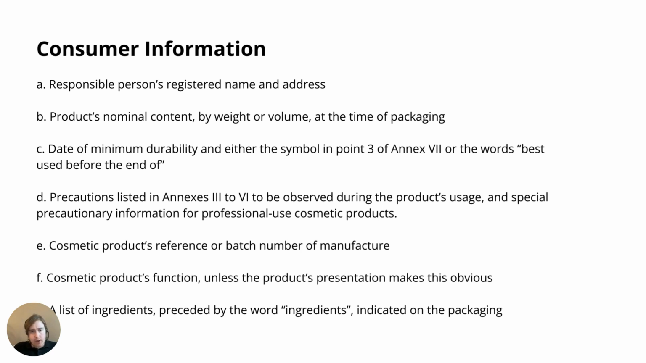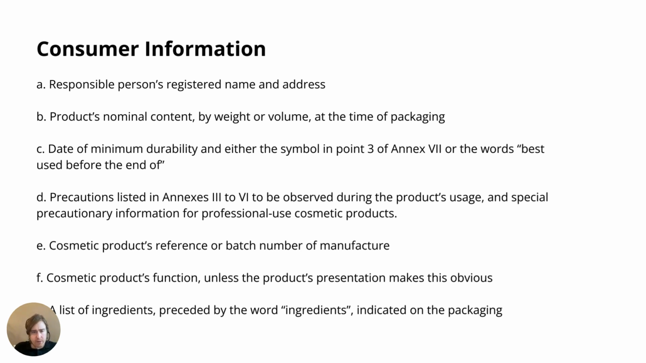You need to specify the product's content by weight or volume at the time of packaging. Date of minimum durability, and you can either use symbols or words. Best used before the end of date. D concerns precautions. Now, these precautions cannot just be anything. You need to follow the precautions listed in Annex 3 to 6. And these are the annexes that concern substance restrictions or positive lists. E, the batch number.